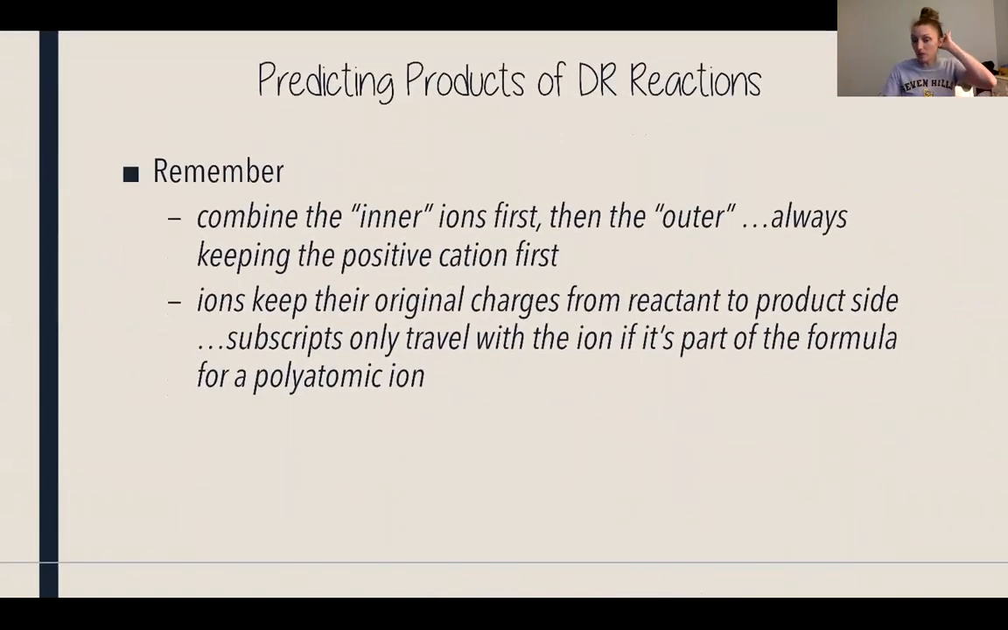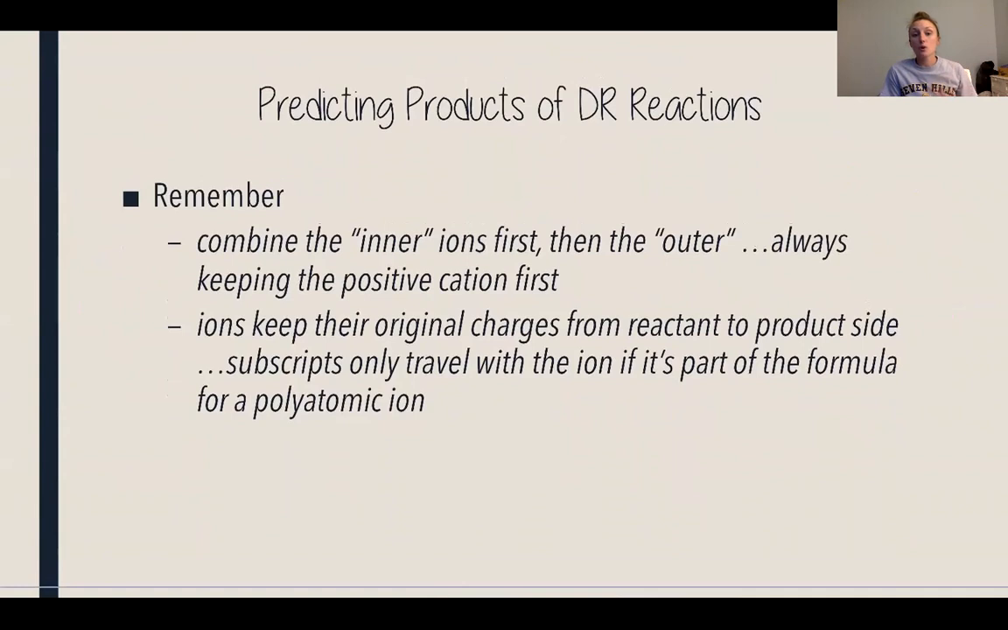So in the video that you guys watched last night, you were told to first combine the inner ions, then the outer ions to predict what the substances were going to be on the product side of the reaction. So when you're predicting products, combine the inner ions first and then combine the outer ions. Always make sure you keep the positive cation written first. And remember that the ions keep their original charges from the reactant side to the product side, which means that the subscripts may change. They don't necessarily travel with the ion unless it's part of the formula for a polyatomic ion.